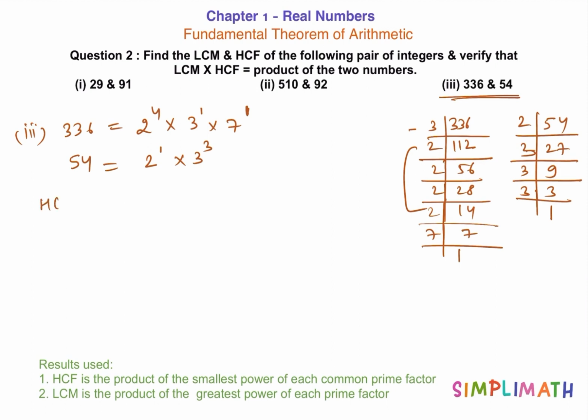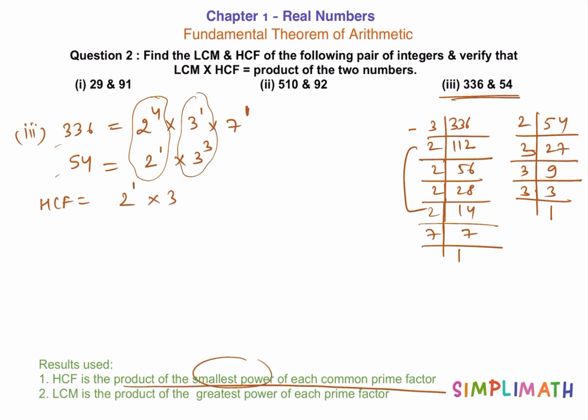Now let's come to the HCF. HCF is the product of the smallest power of each common prime factor. Now, what are the common prime factors among these two numbers? It is 2 and 3, and the smallest power amongst these two we have 2 to the power 1, and amongst these two we have 3 to the power 1. So the HCF is 6.